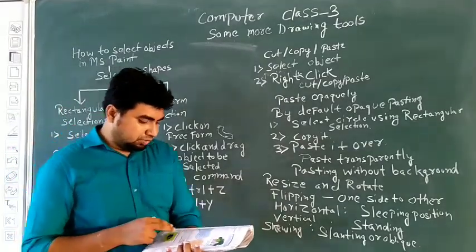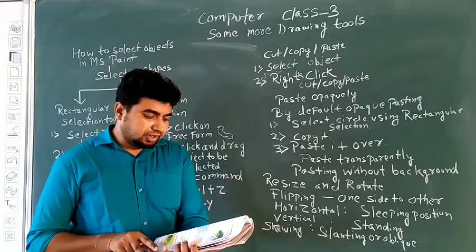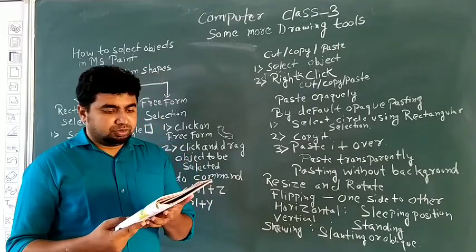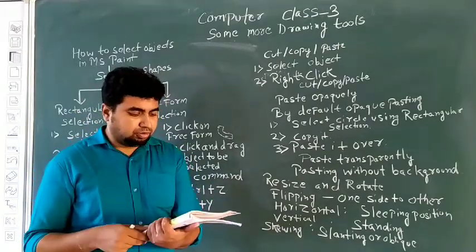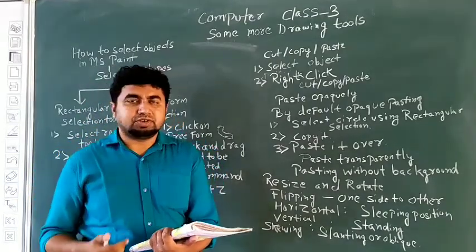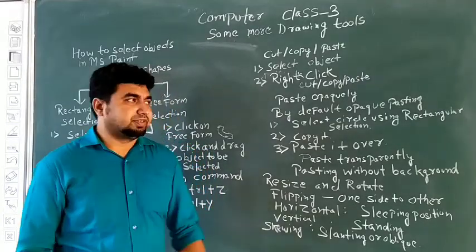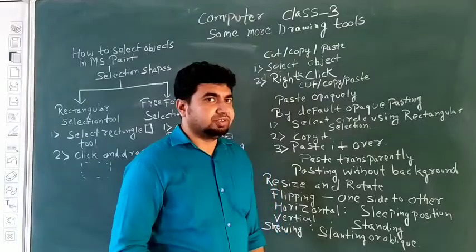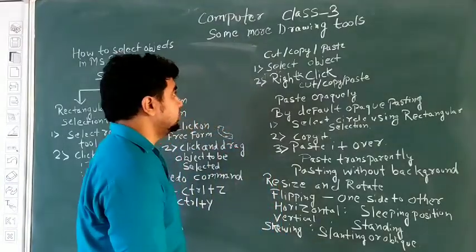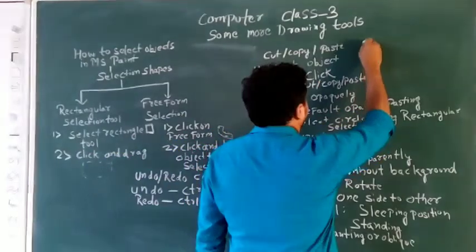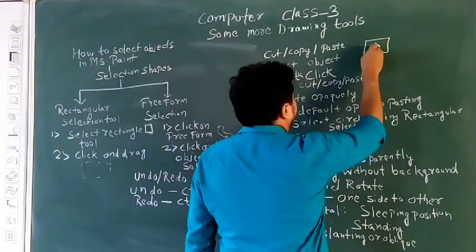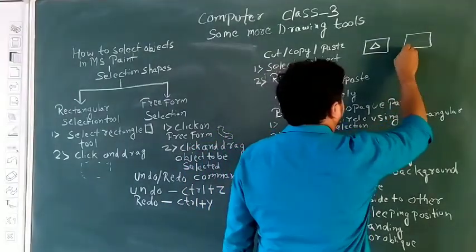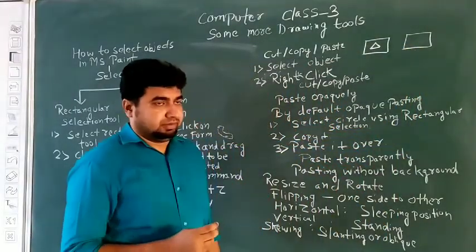Now we'll be coming to the other type, where we will study the steps to cut, copy and paste objects. Cut, copy and paste an object. You must be knowing about these things. Suppose this is a triangle which is given here, and I want to paste it there. So two ways are there.